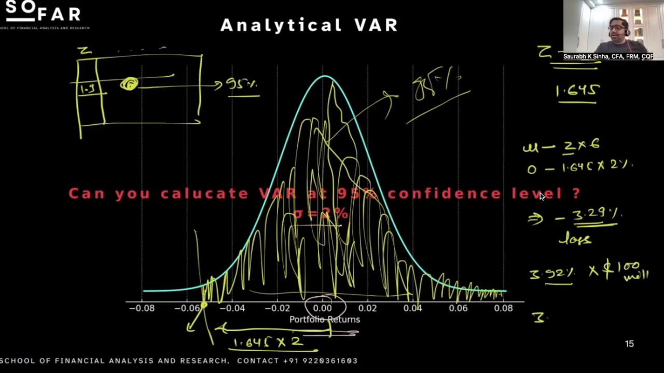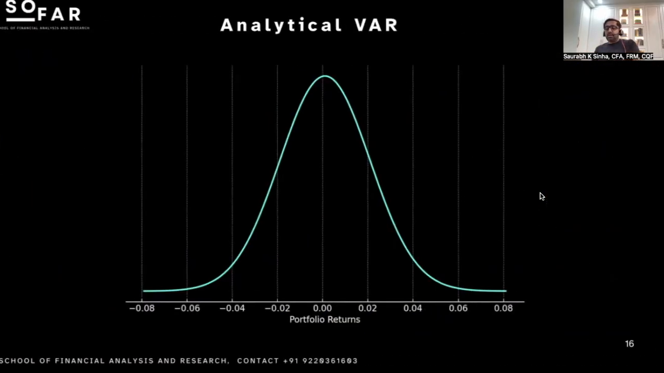So 3.29 million is my VaR. Now what is the interpretation? I am 95% confident that the maximum loss in a year is 3.29 million. What is the second interpretation? I am 5% confident that the minimum loss is going to be 3.29 million only. Minimum loss. Clear?